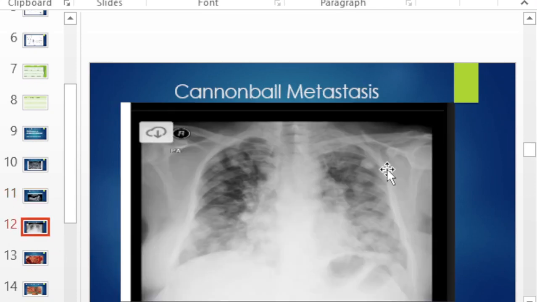So in your evaluation for a molar pregnancy, you should also do a chest X-ray. If there is metastasis, you may see these cannonballs. If in a molar pregnancy you do an X-ray and you see cannonballs, it is a sign of metastasis. So in that case, it is not a benign molar pregnancy. It is probably a choriocarcinoma.